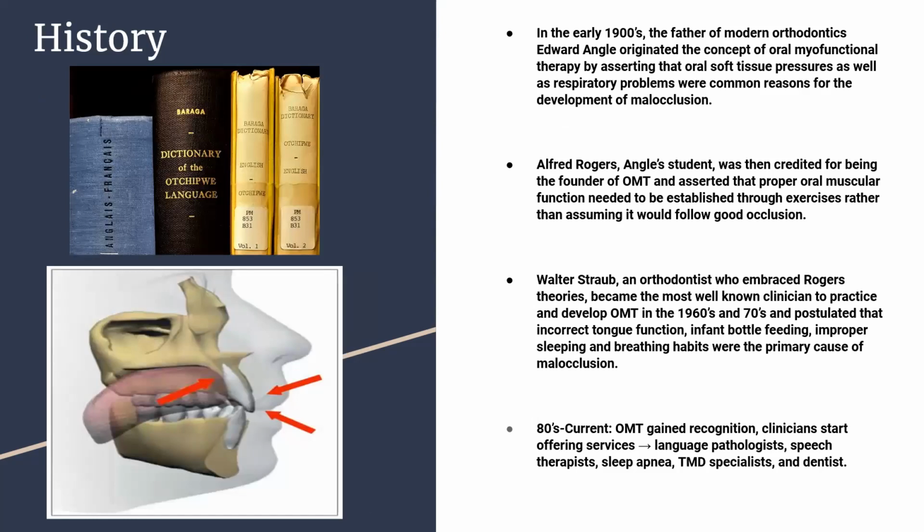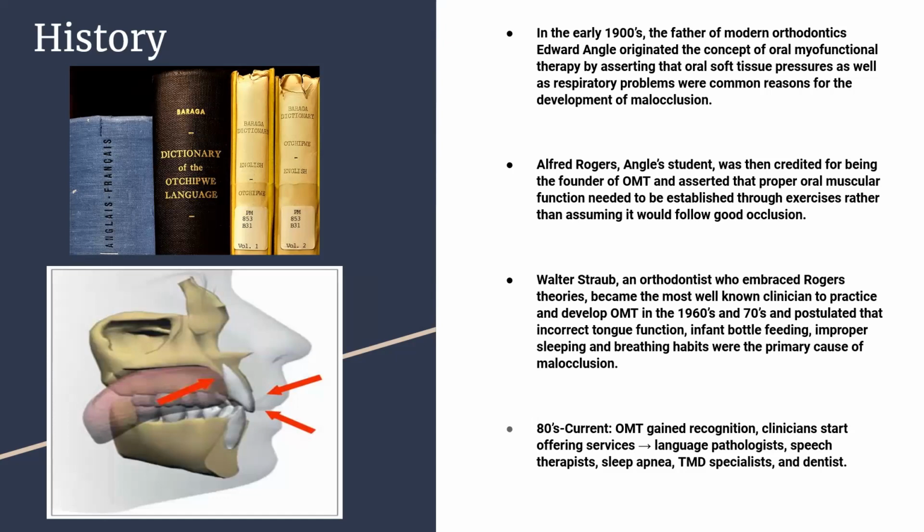So let's talk about the history of oral myofunctional therapy. It starts with Edward Engel, who is the father of modern orthodontics in the early 1900s. He was the one who originated the concept of oral myofunctional therapy by asserting that oral soft tissues and pressures, as well as respiratory problems, were the common reasons for development of malocclusion. Then his student, Alfred Rogers, took that a step forward and asserted that proper muscular function needed to be established through exercises rather than assuming it would follow good occlusion.